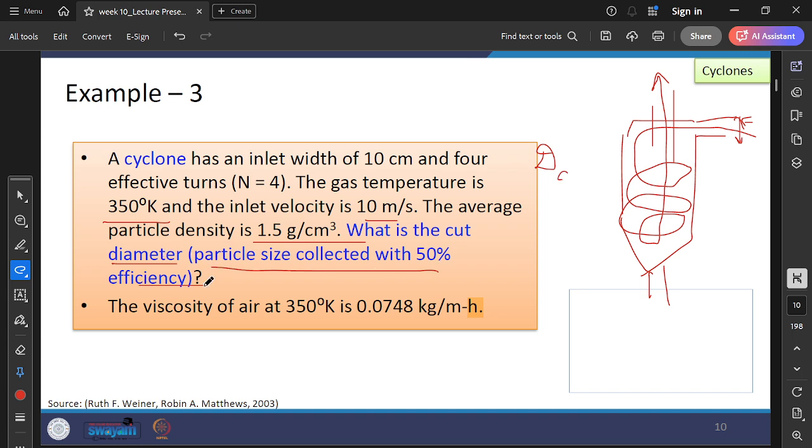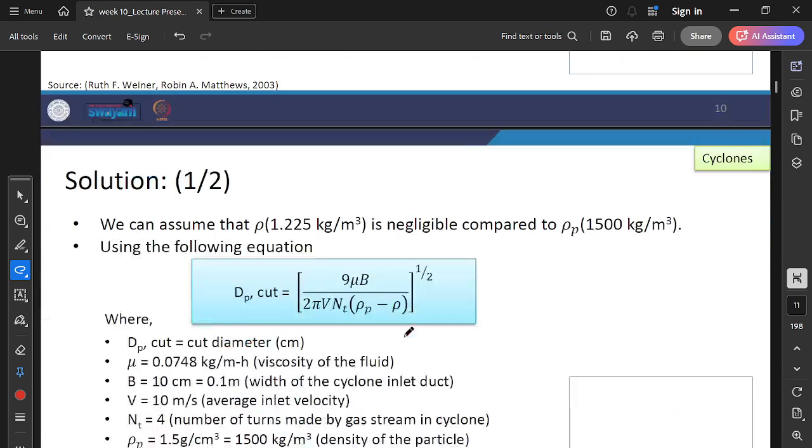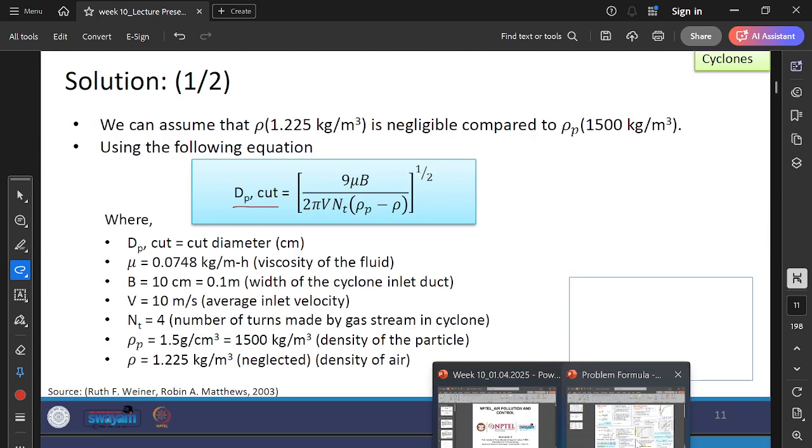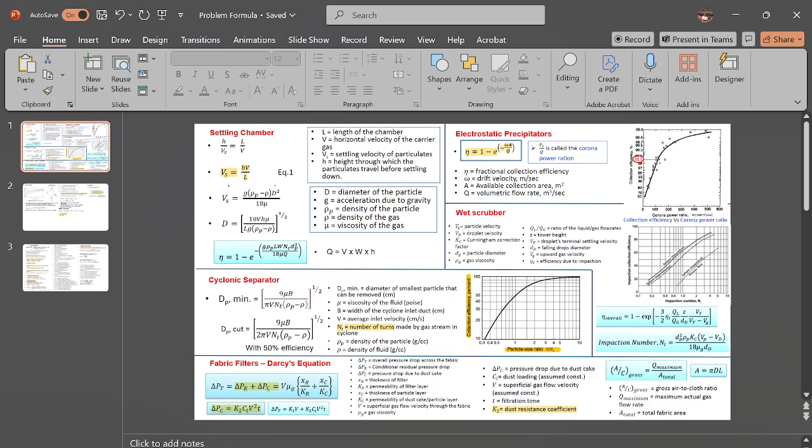The particle size with 50% efficiency is the cut diameter. D 50% also you can take. They have also given some data, such as the viscosity of the air at this given temperature. I have given the cyclone separator formula in the formula sheet. This is the formula: d_p minimum is the square root of 9 mu B divided by pi B N_t rho_p minus rho. That is the minimum diameter.